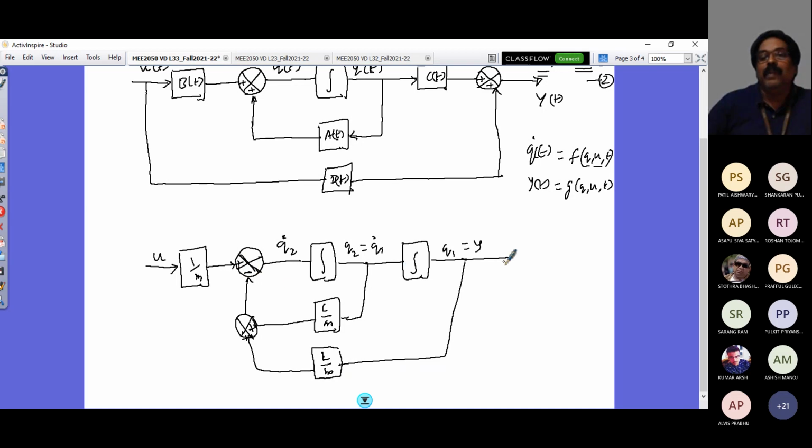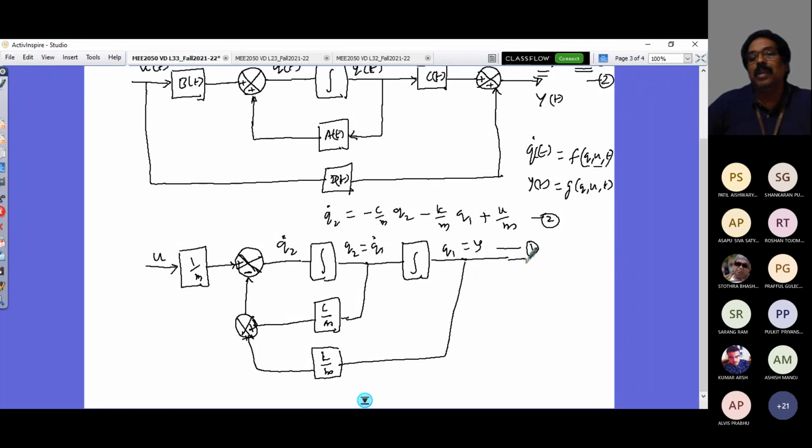So I will have my equation q2 dot is that, right? So q2 dot is what now? Whatever I have here is my equation. So q2 dot comes from here. That is c by m into q1 dot, that's q2, minus k by m into q1 plus this term u by m, right, is what is my second equation. And q1 is equal to y is what is my first equation. So the two equations are represented now in this block diagram.